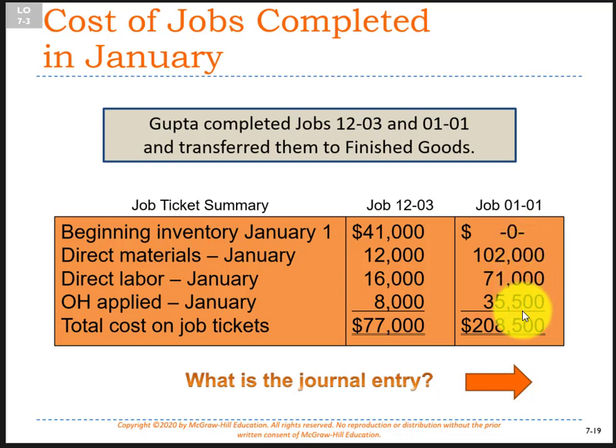You see here the same thing for job 0101, except we had 0 to start with. This was a new job in January, and we had obviously a lot more costs for this job. It was a bigger job.